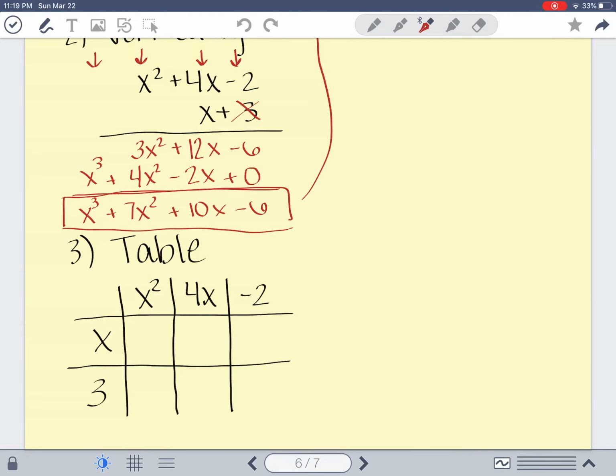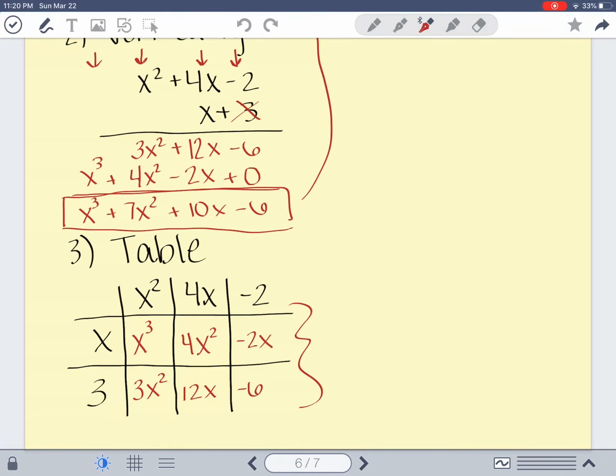Alright, and then again, same problem, x squared plus 4x minus 2 times the binomial of x plus 3. So in our first little box here, we get x cubed, so x times x squared gives us x cubed. x times 4x is going to give us 4x squared. And then x times negative 2 gives us negative 2x. Move on to our 3, we've got 3 times x squared gives us 3x squared. 3 times 4x is going to give us 12x. 3 times negative 2 is going to give us negative 6.